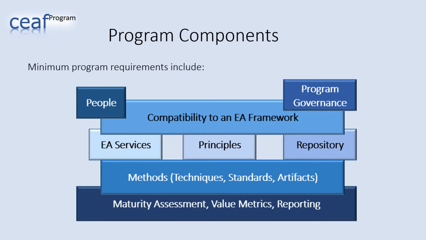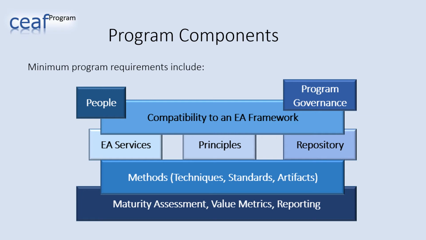EA programs need a foundation to build from. Programs are generally comprised of at least these 8 basic components. First, people. Programs need architects that have the aptitude and desire to create holistic perspectives, expose relationships of organizational components, identify business and technology capability patterns, and provide governing consultation to organization decisions. Second, program governance. A process that evaluates EA methods, activities, and artifacts to maintain a consistent, cohesive, and unified program.